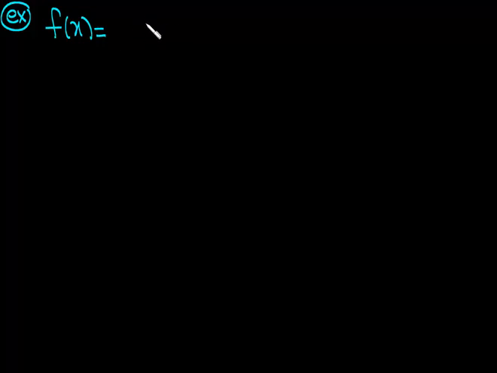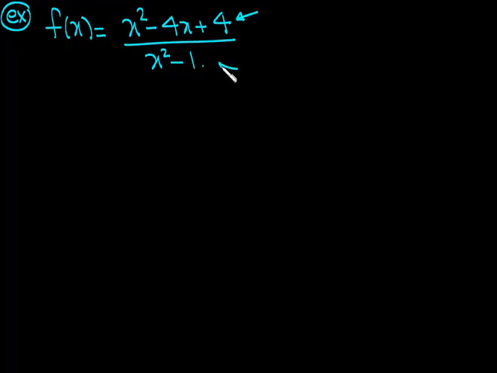So let's say you have a function like this, where we have x squared minus 4x plus 4 divided by x squared minus 1. This is a rational function because you have a polynomial on the top and a polynomial on the bottom. So the first thing we want to do is simplify it and cancel whatever cancels once we factor.